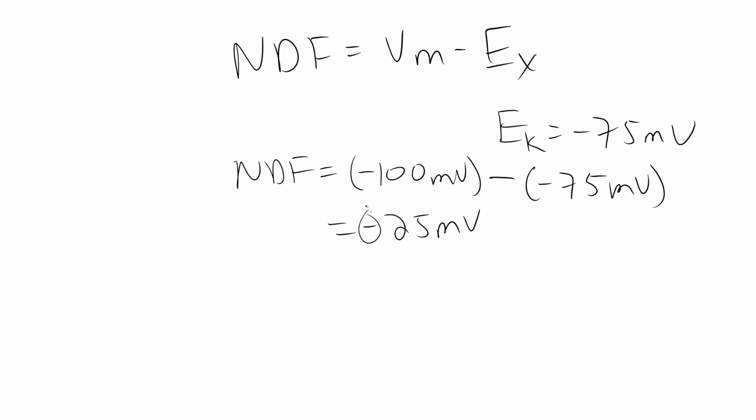This tells us that the direction of net current flow is inward. In other words, the direction that positive current would flow is inward. Thus, we also know that the direction that potassium will flow is inward, since it's a positively charged ion. Another way to look at this is that potassium will be at its electrochemical equilibrium when the membrane potential is at minus 75 millivolts.